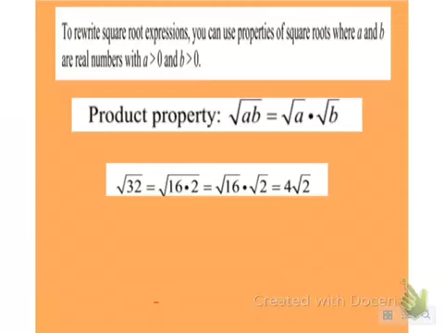Alright, today we're going to simplify by rewriting square root expressions and use properties of square roots. You're going to use the product property, which says if you're multiplying multiple bases, then you can separate those bases into different square roots. So as you see here, the square root of 32 equals the square root of 16 times 2, which is equal to the square root of 16 times the square root of 2. We know the square root of 16 is 4, so we could rewrite that as 4 square roots of 2.